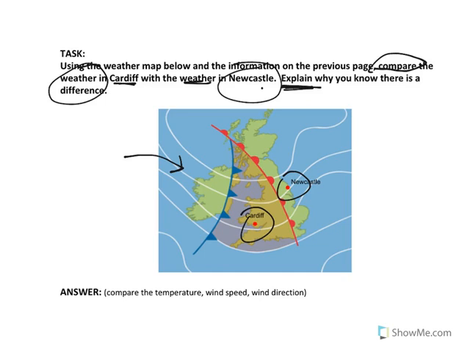So there's actually two parts to this question. You need to tell me what is the weather in Newcastle, what's the weather in Cardiff, compare the differences. Is it windier, less windy? Is it warmer, colder? Where's the wind coming from? But once you tell me about the difference, you need to tell me why you know there is a difference. Okay, so let's just explore this a little bit further.